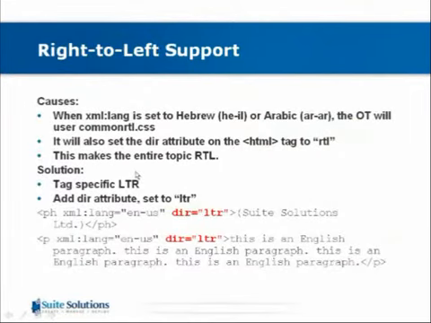Okay. So the causes for these two problems is that when the XML lang is either Hebrew or Arabic, in this case I chose Hebrew just because I can read Hebrew, it also sets on the main root RTL, and that forces everything in your document to be right to left. So if you need a specific part of your document to be left to right, you can tag it.